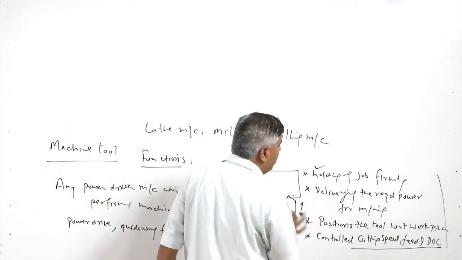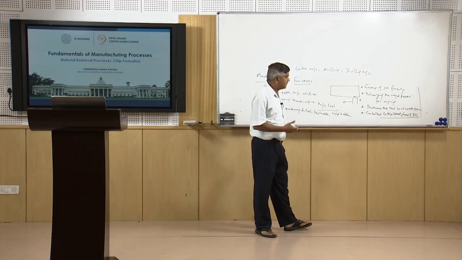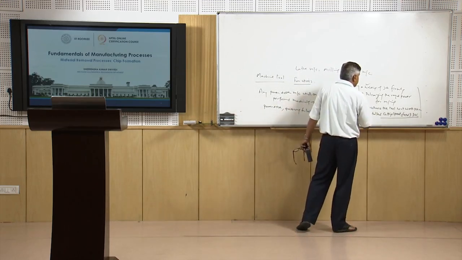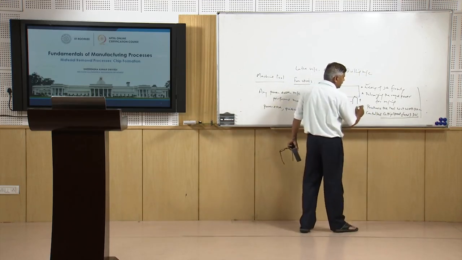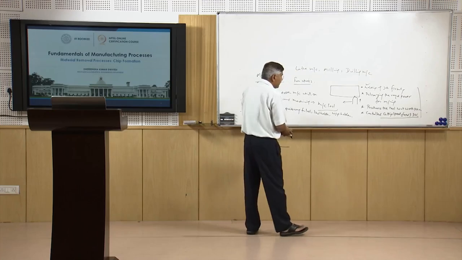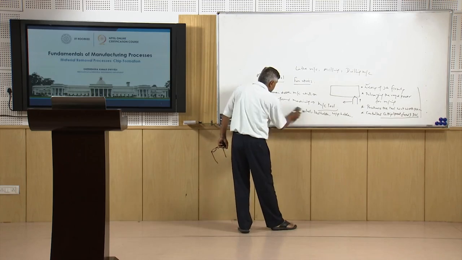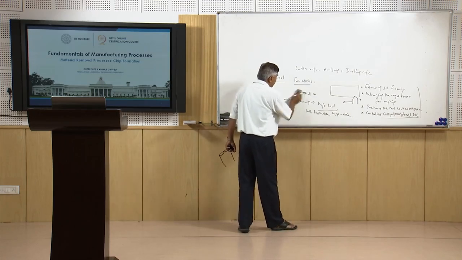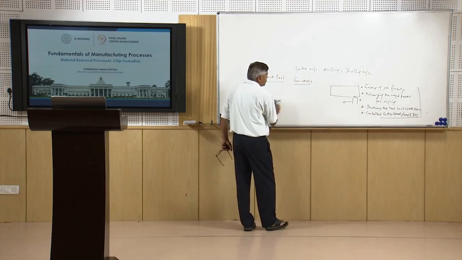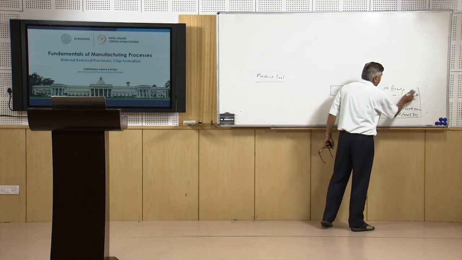so that these four functions can be effectively performed: holding the job or workpiece firmly so that it can withstand the machining forces, delivering the required power so that metal cutting can take place, and positioning the tool with respect to the workpiece appropriately so that the required size, shape and finish can be achieved and controlled. The machine tool should also give us the required cutting speed, feed and depth of cut, so that controlled conditions of metal cutting can be realized.